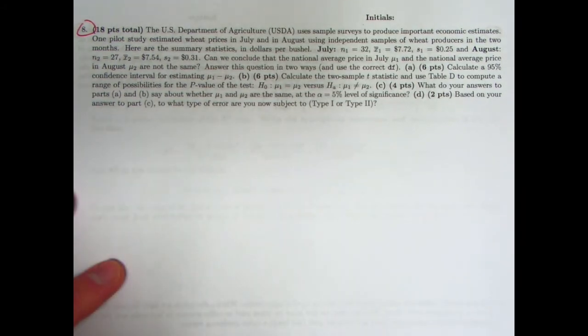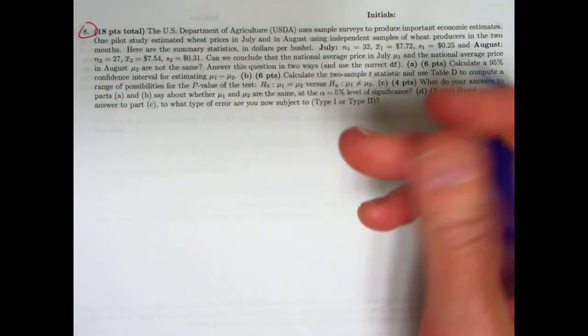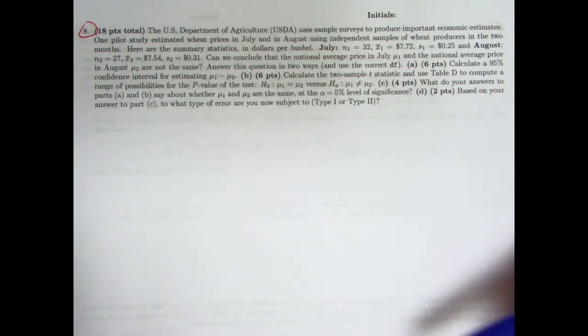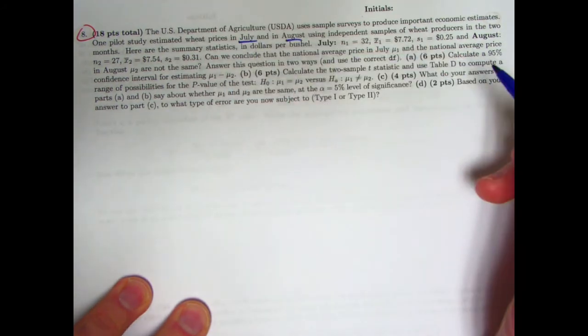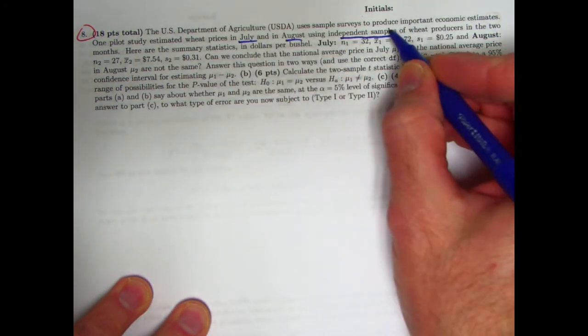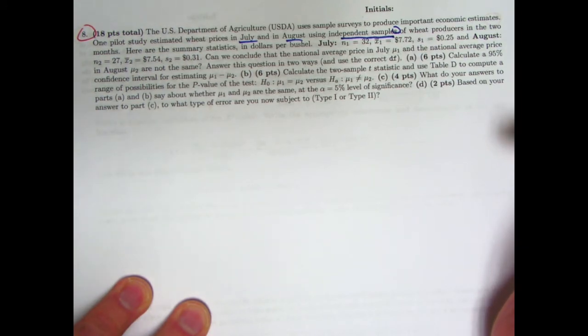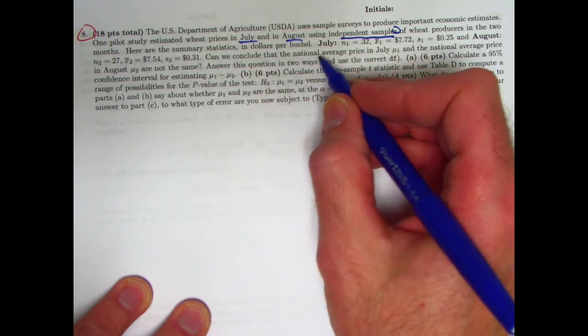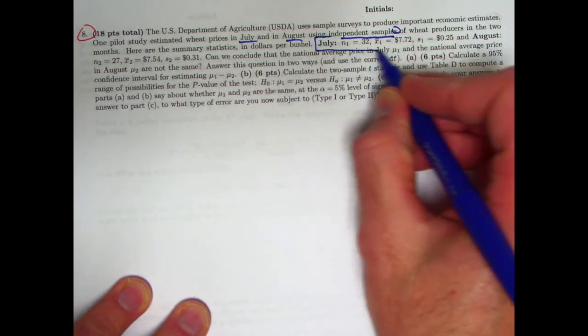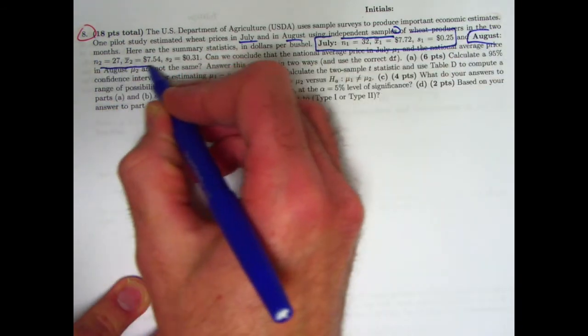All right, how about this one? All right, long problem. Does that mean it's easy? Well, not necessarily. People do seem to have trouble with this one when I've given it, but I'm giving you everything you need. So we've got an agriculture problem, sample surveys. We've got 2 different months here, July and August. Independent samples, notice the S. There's 2 samples here. In these 2 months, here are the summary statistics about prices in dollars per bushel for July and August.